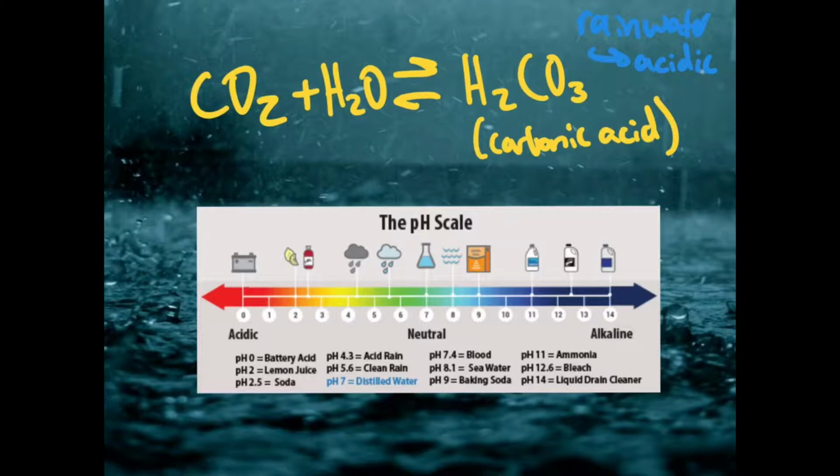And now this concept is important. This is the pH scale. We're talking about pH of like 5.6, so clean rain. So this is what we're looking at here. This carbonic acid formation is not acid rain. We'll get to that in just a second. This is just what's happening due to the increase in atmospheric CO2.